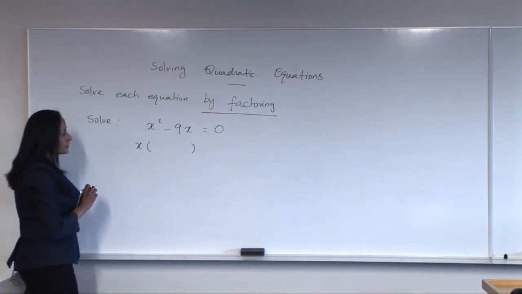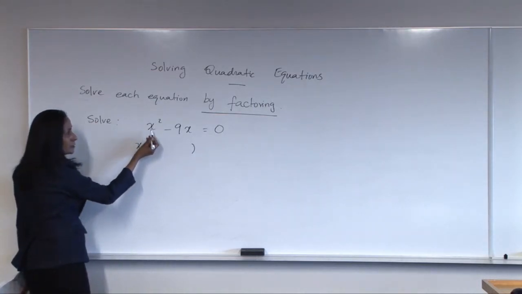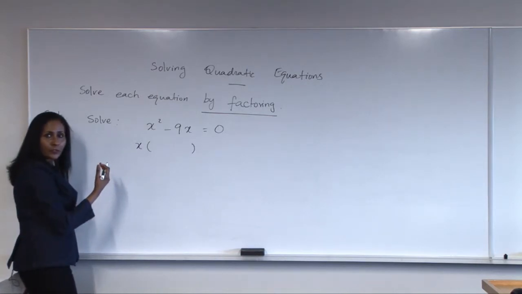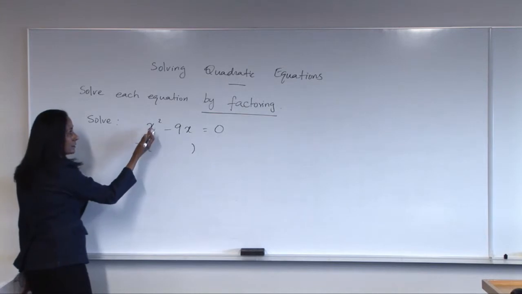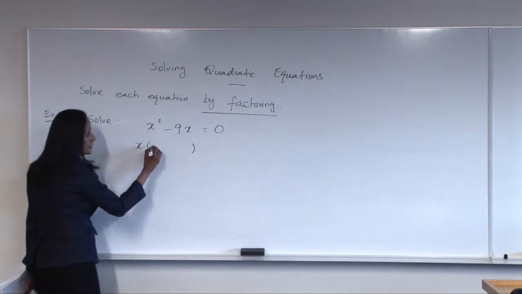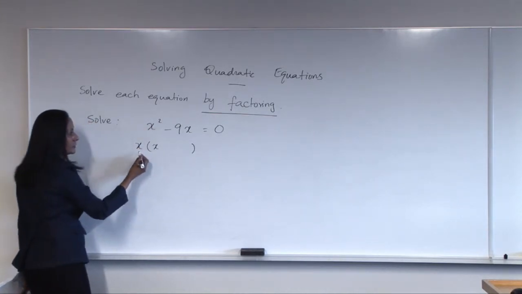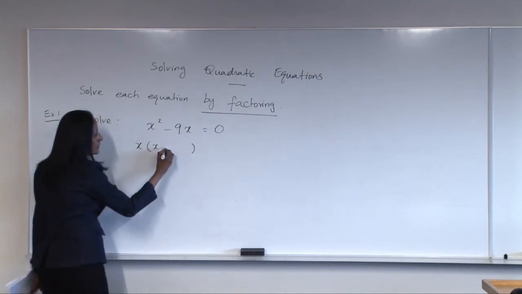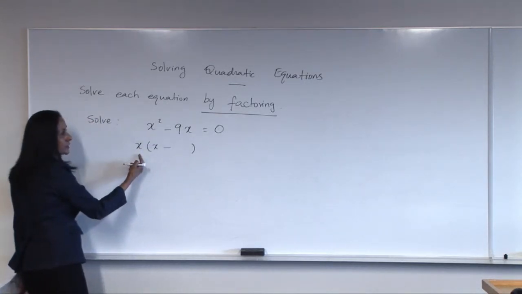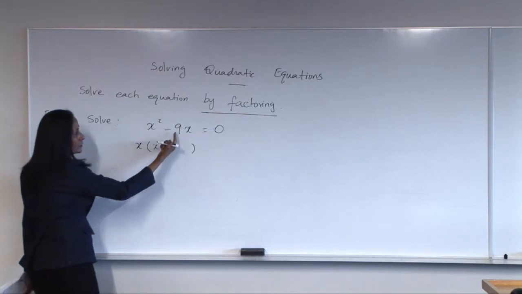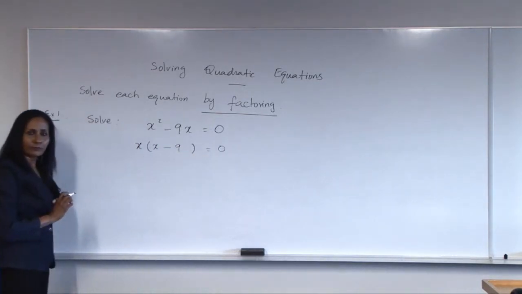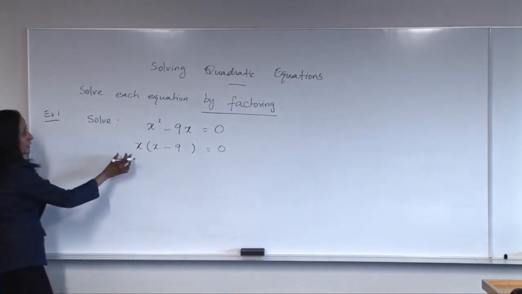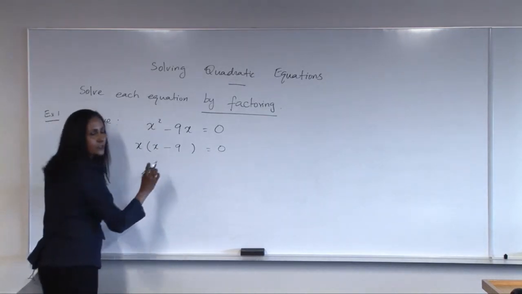Put a parenthesis. And then when x is out, whenever you pull something out, it's the same as dividing by that number. Okay? So here x is out, so what do you get inside? X, right? Here we have a minus. We pulled just a positive x out. So we have minus 9 is equal to 0. So here we have x times x minus 9 is equal to 0.